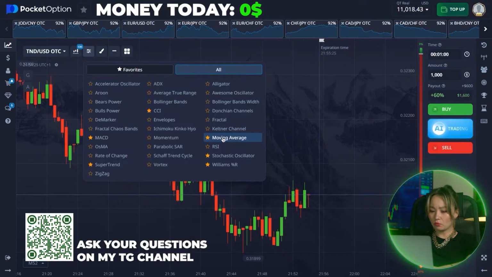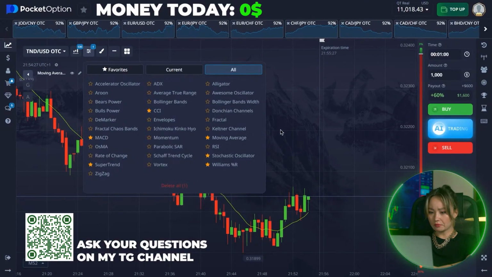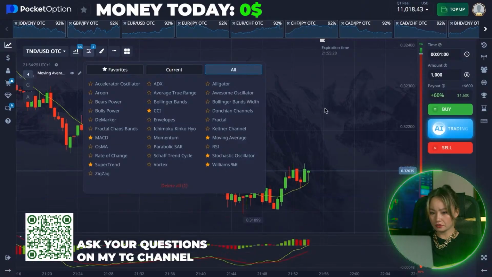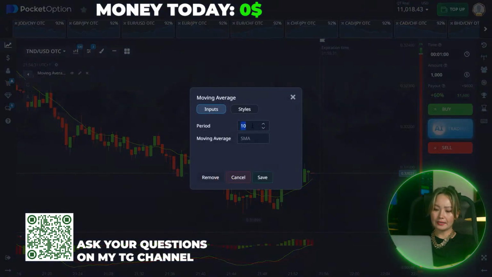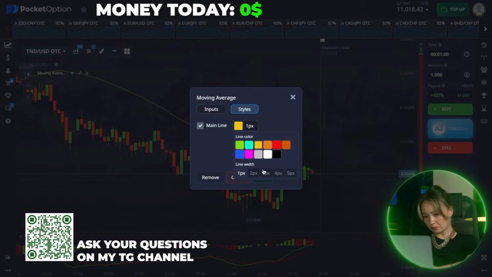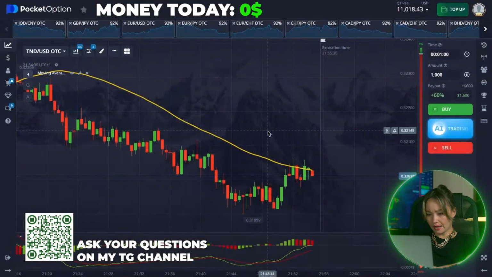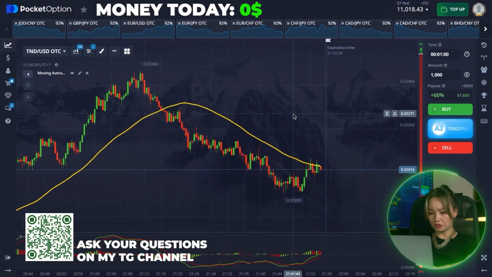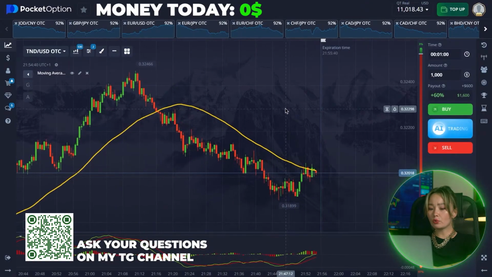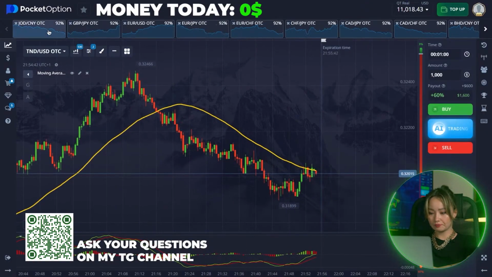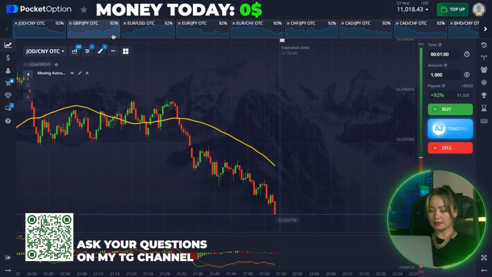And we will need the moving average and MACD indicators. For the MA, set the period to 50 and make it brighter. Leave MACD settings without changes. And let me show you how our strategy works. And then we'll get into trading.